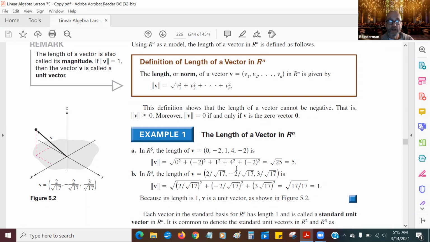And of course, if you add all that up, that's 4 plus 1 plus 16 plus another 4. That adds up to 25. Square root of 25 is good old 5. 5 is not only the answer to this question, but it's also the dimension of the vector space, and it's the name of a gum, which is supposed to taste very good. Moving on.